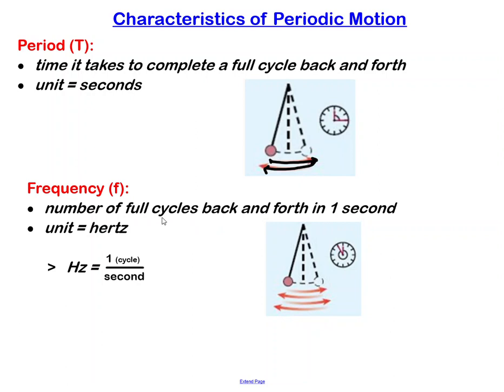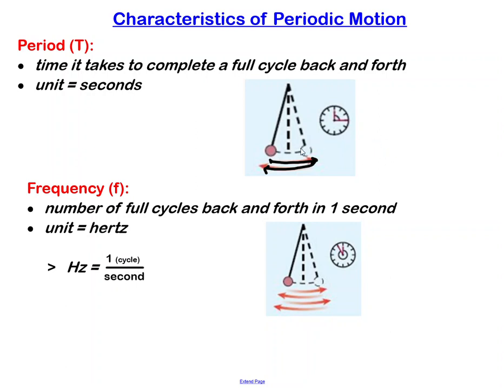Frequency is a little different, but yet related. So frequency is the number of full cycles back and forth in 1 second. So think about this. The root word of frequency is frequent. Frequent means how often something happens, right? So how many cycles happen in 1 second. So for frequency, we're always going to talk about how many cycles happen in 1 second. And the unit for this is the hertz. It's abbreviated Hz, and we would calculate this as one cycle over the number of seconds, and that's how we would get hertz.